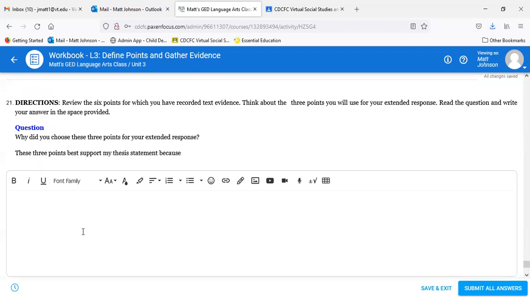So now it's asking us to say, why did you choose these 3 points for your extended response? These 3 points best support my thesis statement because, you know, both passages use rhetorical devices that weaken their arguments. Yeah. And then second, their overall claims both make strong claims that are easy to discuss.